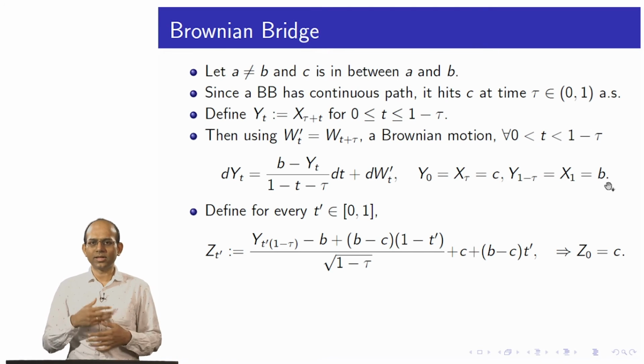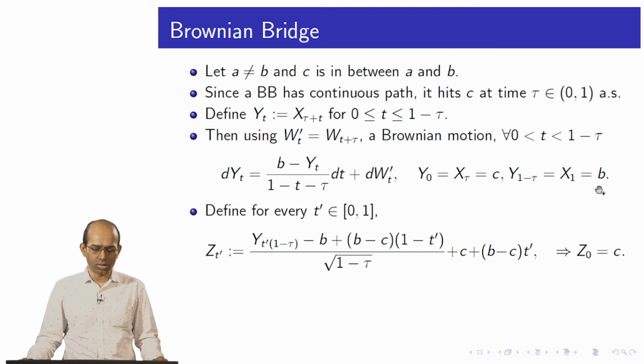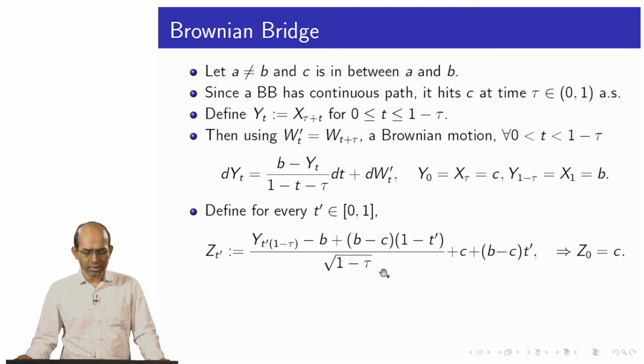I mean, it should have similar statistical properties also. That is the thing we need to check, and for that we have appropriately chosen that denominator. So, let us see that.